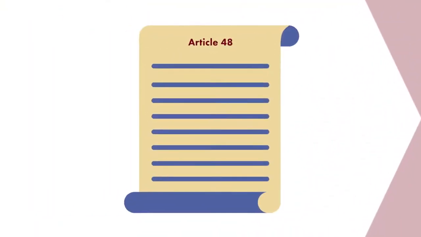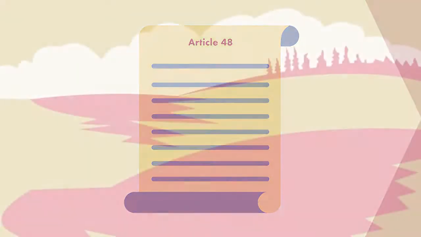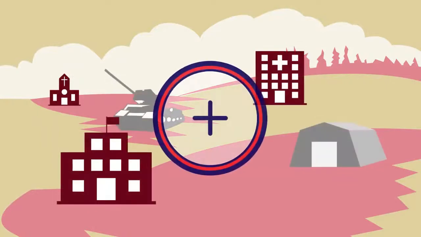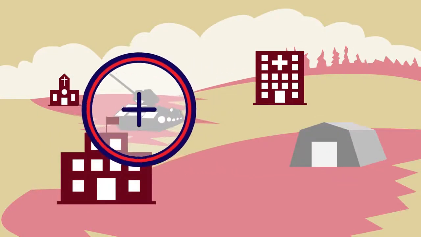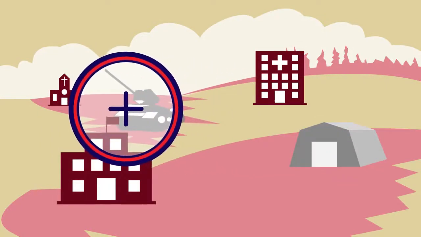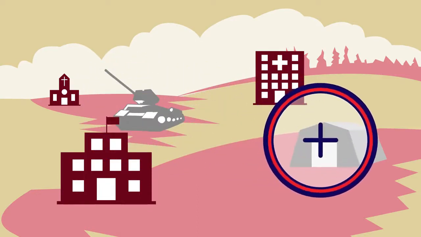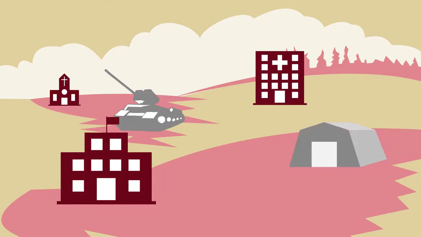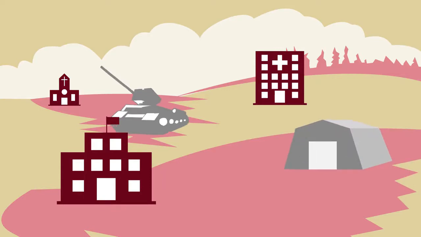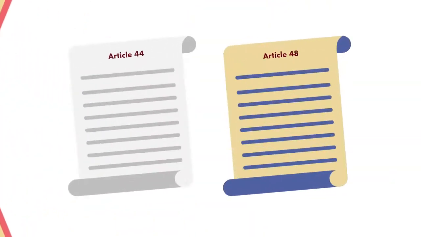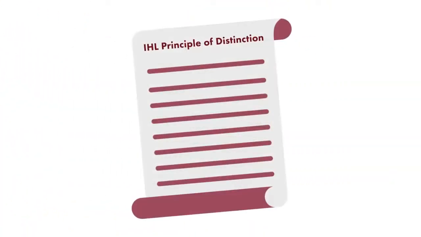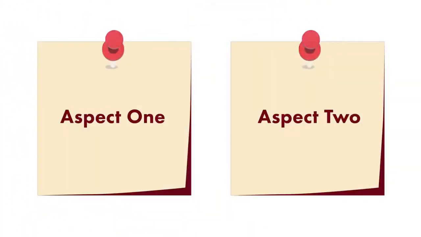It is also addressed in Article 48, where it says, "In order to ensure respect for and protection of the civilian population and civilian objects, the parties to the conflict shall at all times distinguish between the civilian population and combatants and between civilian objects and military objectives, and accordingly shall direct their operations only against military objectives." These two articles taken together create the modern IHL principle of distinction, which has two aspects.